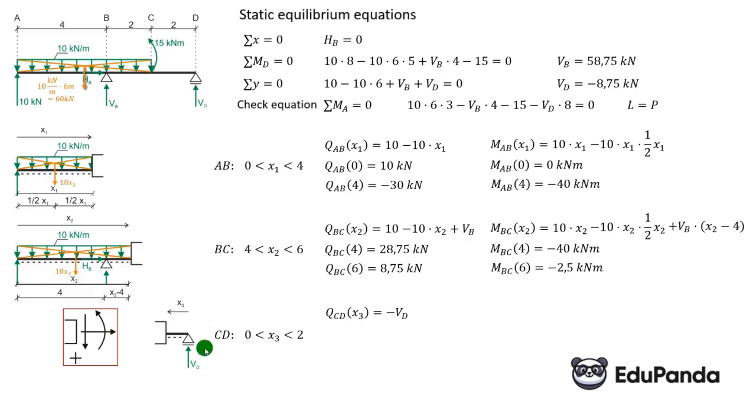Well, indeed, we know that this reaction does not act upwards, but downwards. However, since we assumed that it is drawn upwards, according to that rule, this shear force is negative. So I wrote minus VD. But now VD is minus 8.75, so here it becomes plus. So we need to be careful about this.